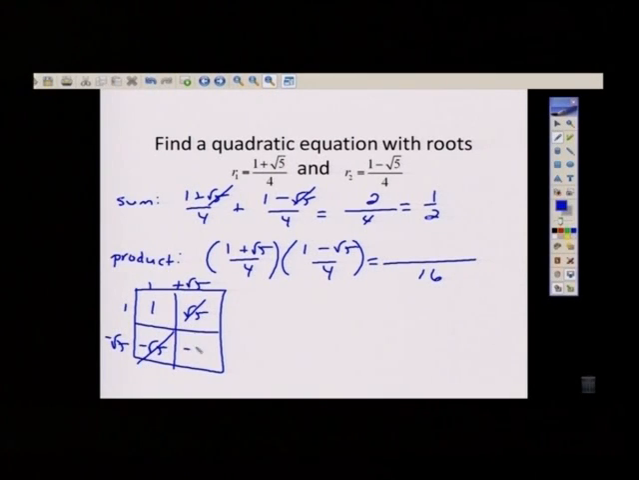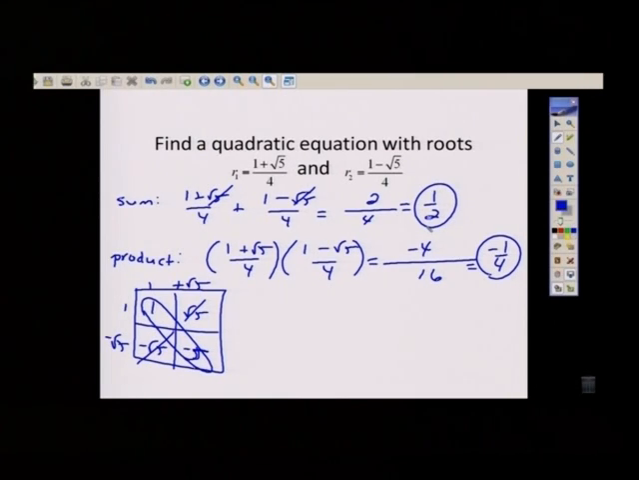The conjugates will cancel, minus 5 there, because I have a positive times a negative, and the square root of 5 is 5. So if I add those together, I get negative 4. So my product, if I reduce it down, ends up being negative 1/4.